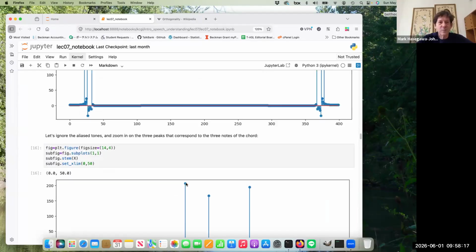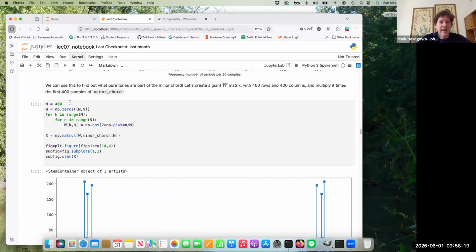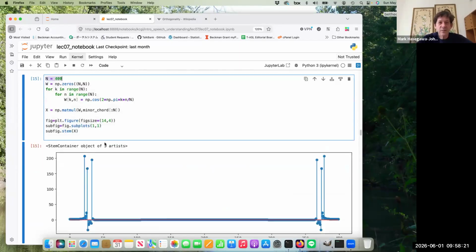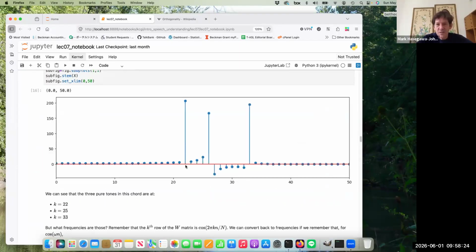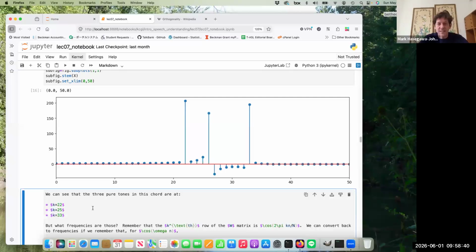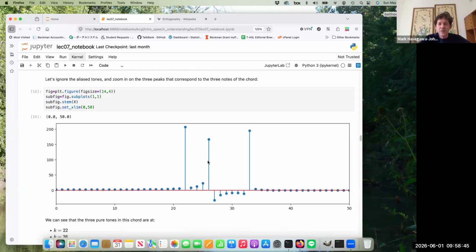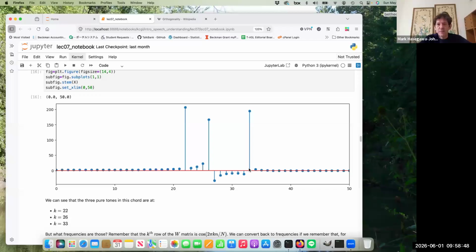Remember, there were 400 samples in the frequency domain. And in those 400 samples, the first tone has 20, 21, 22 cycles. 22 cycles in 400 samples. The second tone has 23, 24, 25, 26 cycles in 400 samples, not 25, 26 actually, right? And the third tone has 30, 31, 32, 33 cycles in 400 samples.